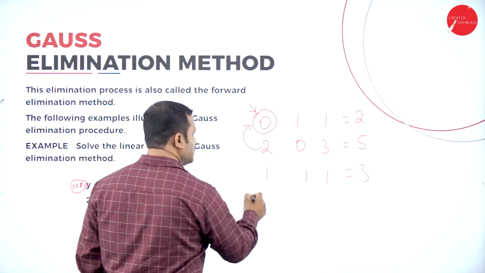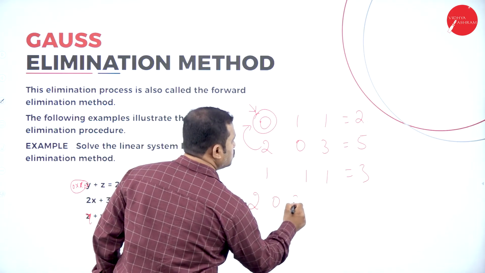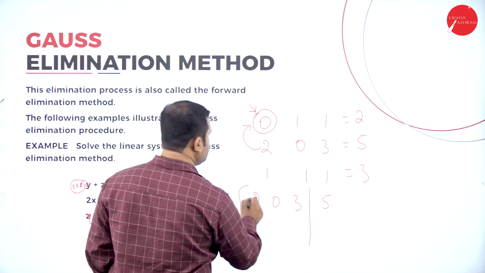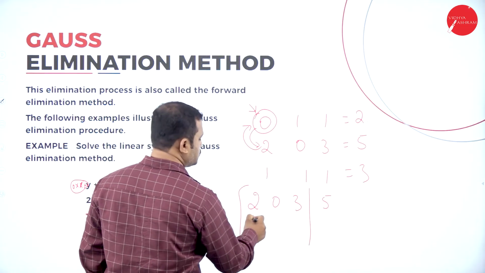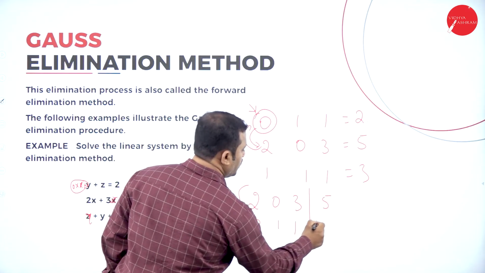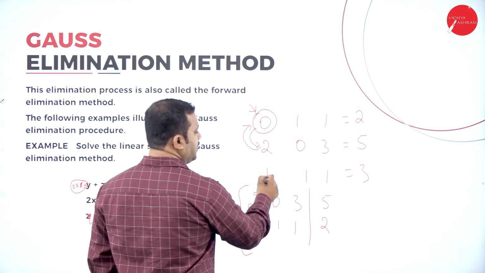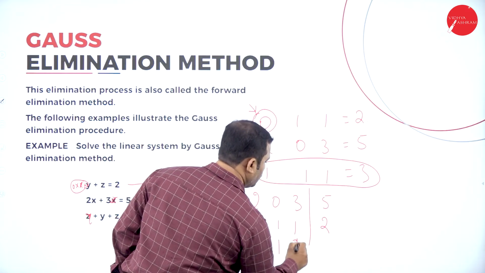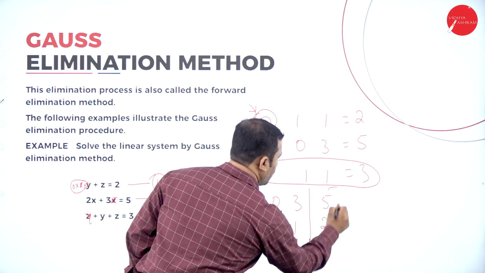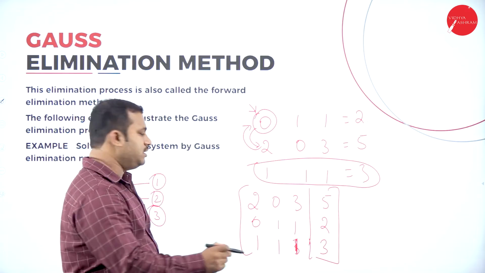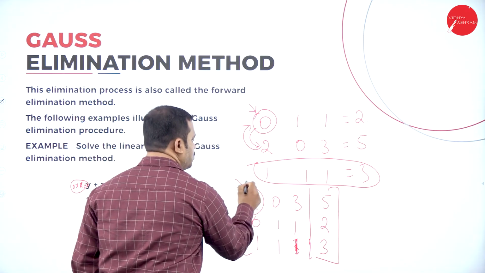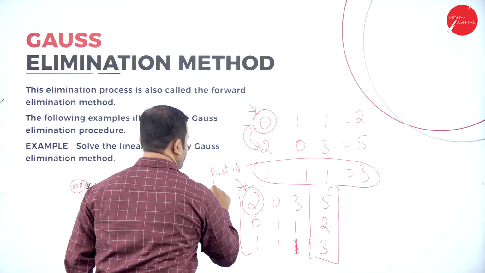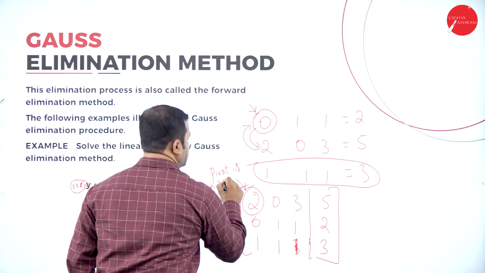If that is the case, this becomes 2, 0, 3, 5, the augmented matrix. I will bring this to here so that 0, 1, 1, 2. What is the remaining row? That is 1, 1, 1, 3. I have an augmented matrix like this. Now the pivot element is a non-zero value. That is, pivot is non-zero, so that the operations can be performed now.